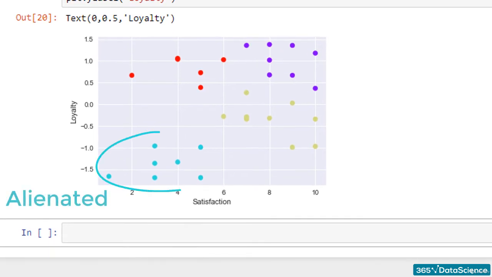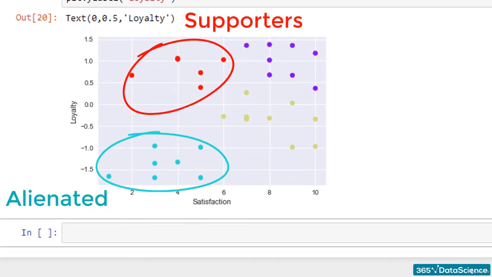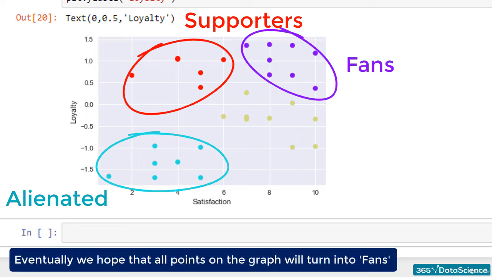We have the alienated and the supporters clusters, and now these 2 new ones can also be named. Finally! The upper right one consists of clients that are satisfied and loyal. These are our fans, the core customers. Eventually, we hope that all the points on this graph turn into fans, but we will elaborate on this later.